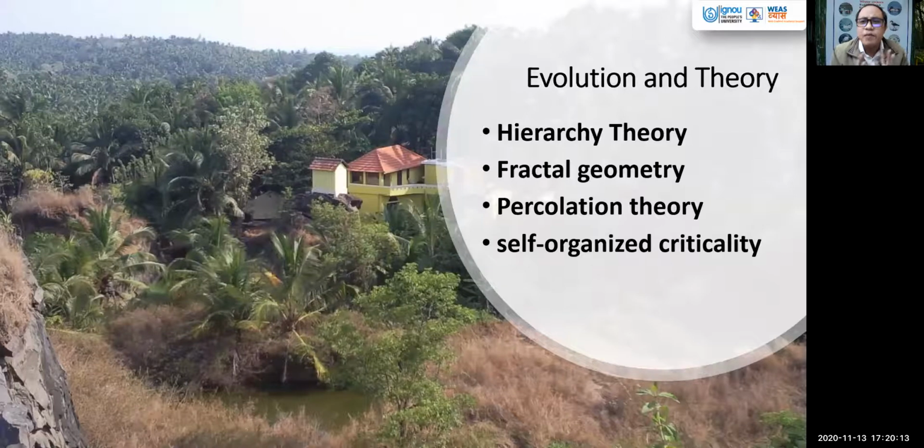Let us look into the evolution. When we realized the importance of landscape ecology, especially from the 1980s, people interpreted it in different ways, and we started to look into how we have to understand it. So different theories were proposed by different authors. Of those, four important theories are hierarchical theory, fractal geometry, percolation theory, and self-organized criticality theory.